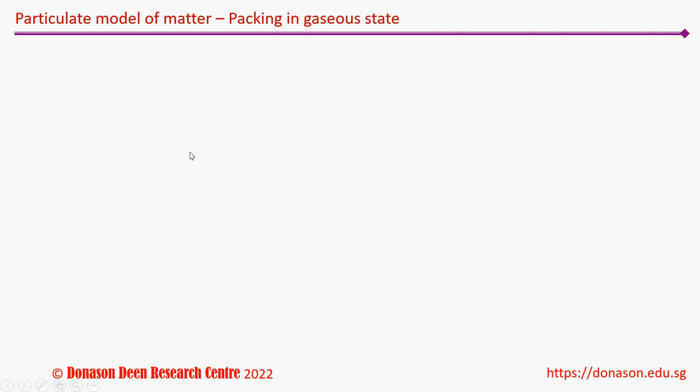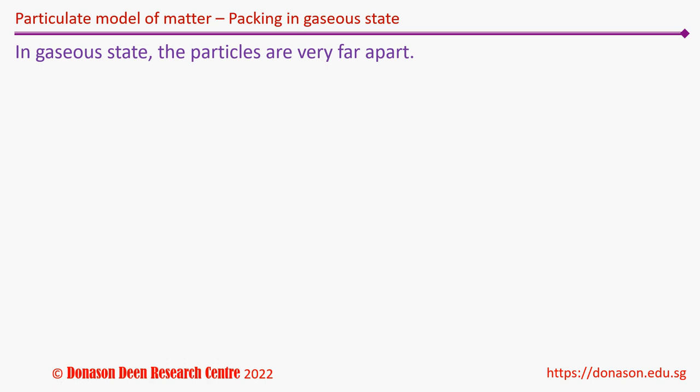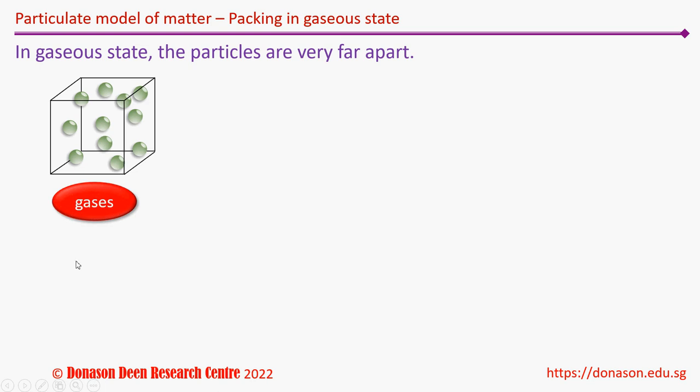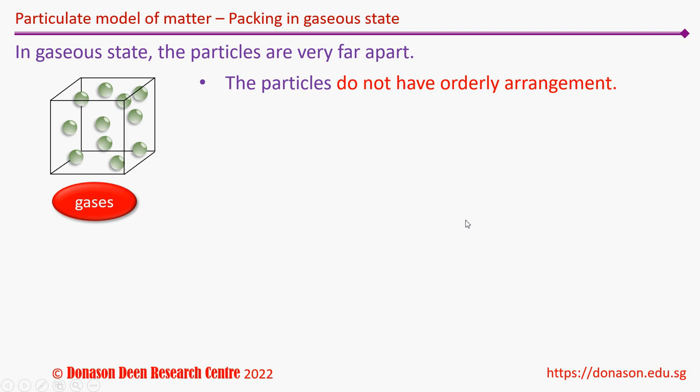Now let's look at the gaseous state and what is the packing in the gaseous state. In gaseous state, the particles are very far apart, okay, they are extremely far away from each other. So this is a diagram of particles in gaseous state, okay. You can see within the same volume we can find relatively very few gaseous particles. So the particles definitely do not have an orderly arrangement, they are randomly arranged, right, but they will fill up the entire space, but they don't have any order of arrangement, they have disorderly arrangement.